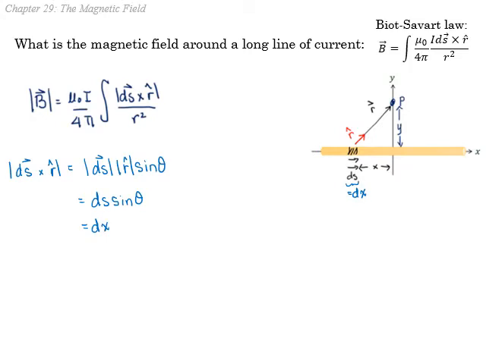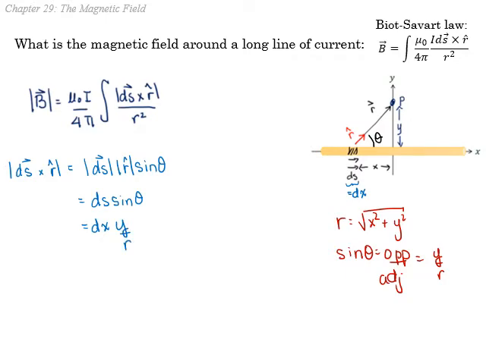Okay, what about theta? Well, theta is our angle between our unit vector r hat and our length element ds. We might notice on our diagram that it's a right angled triangle, which means that r is going to be the square root of x squared plus y squared. Sine theta, which is opposite over hypotenuse, is equal to y divided by r. Okay, so our sine theta is y over r. Let's put that in our equation.